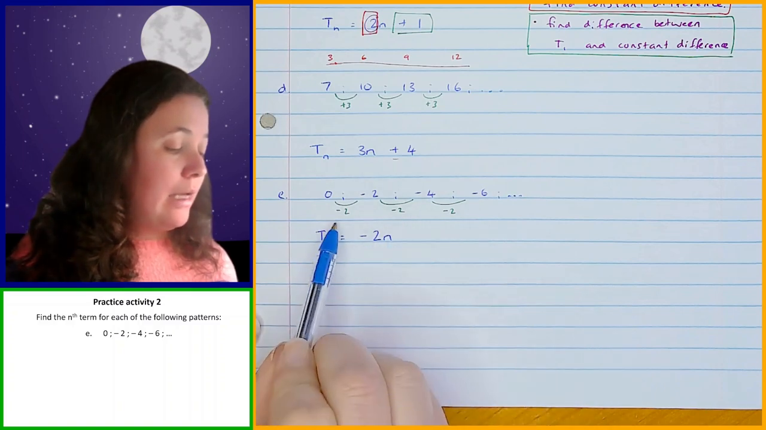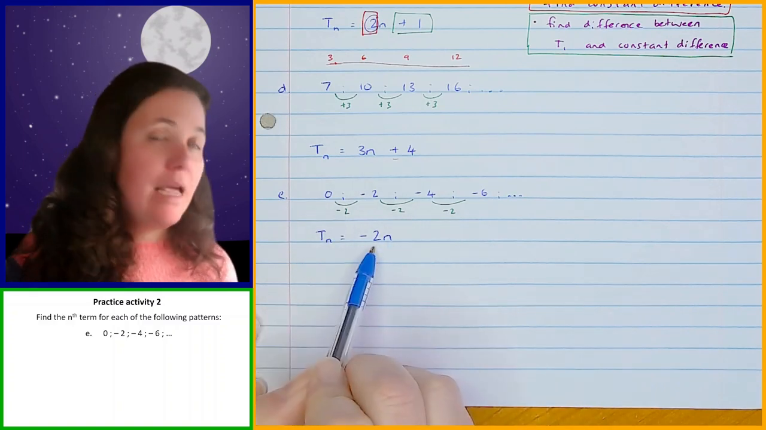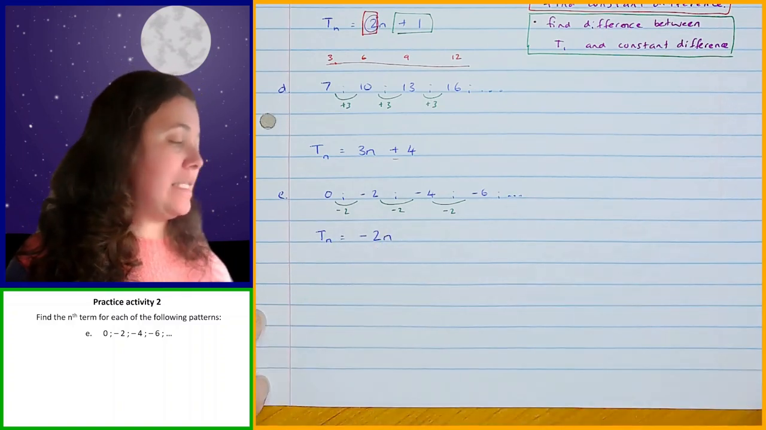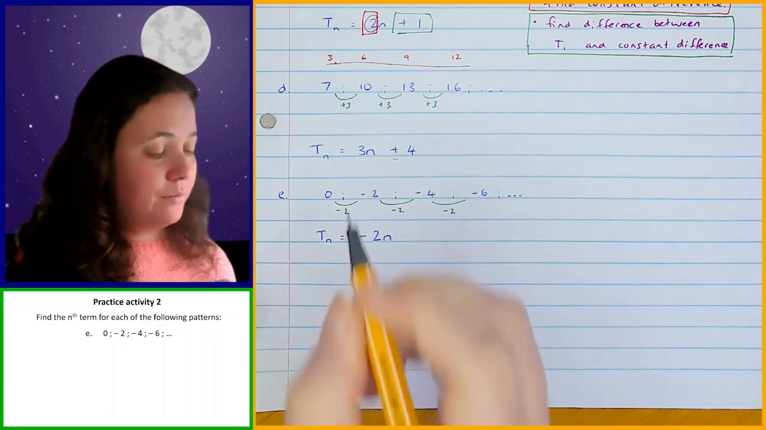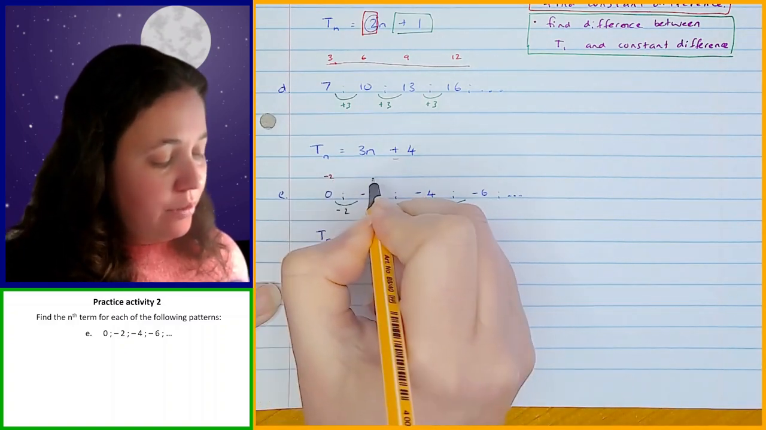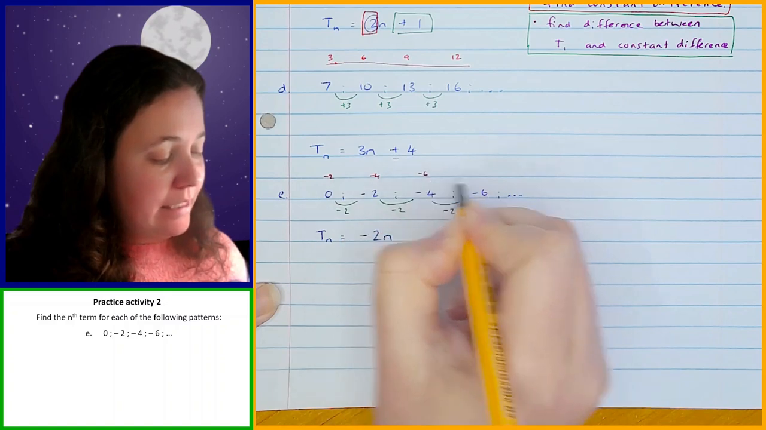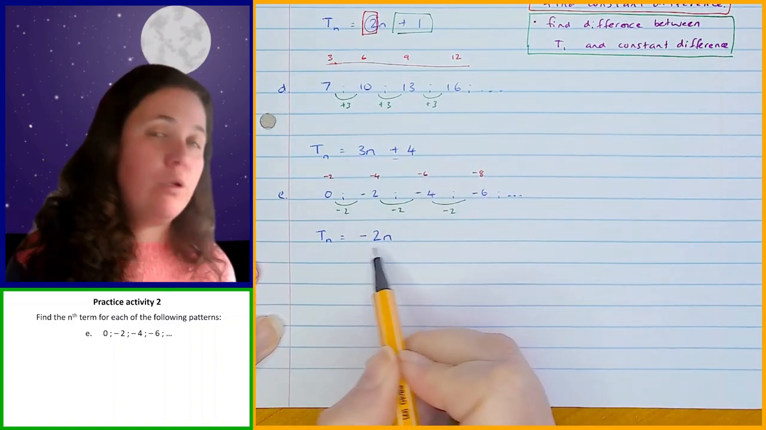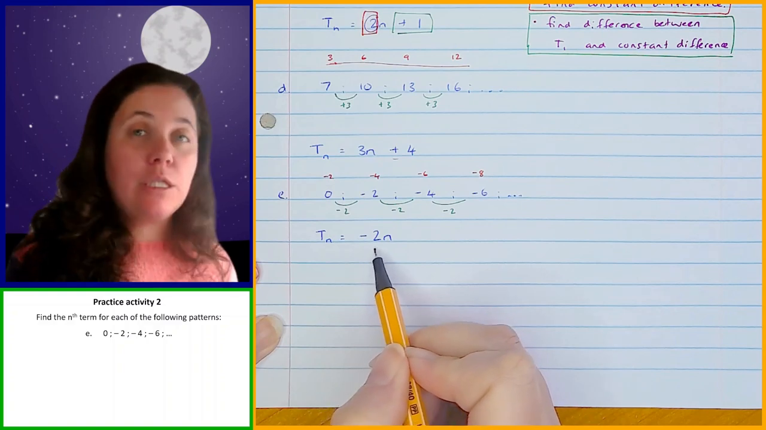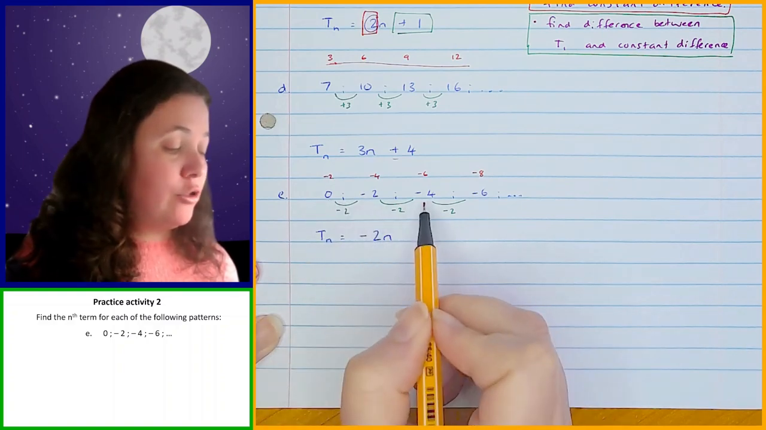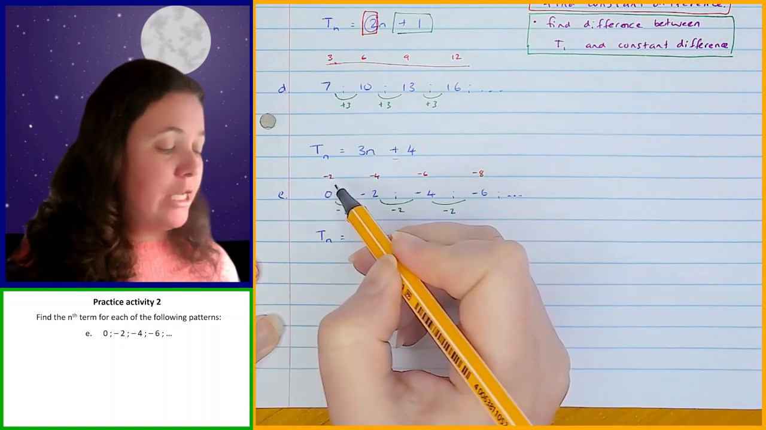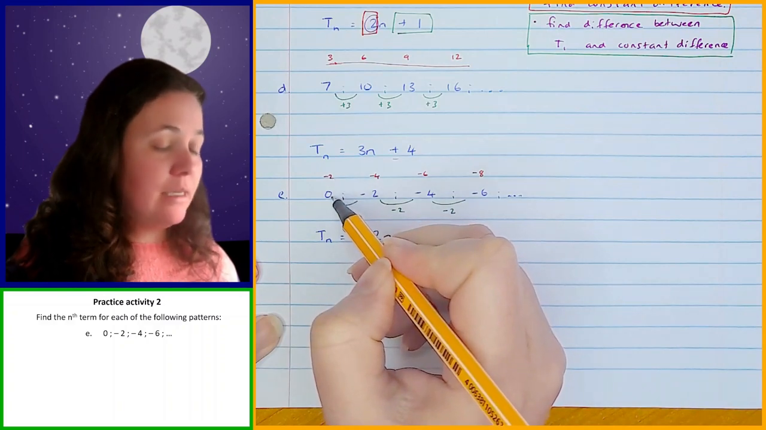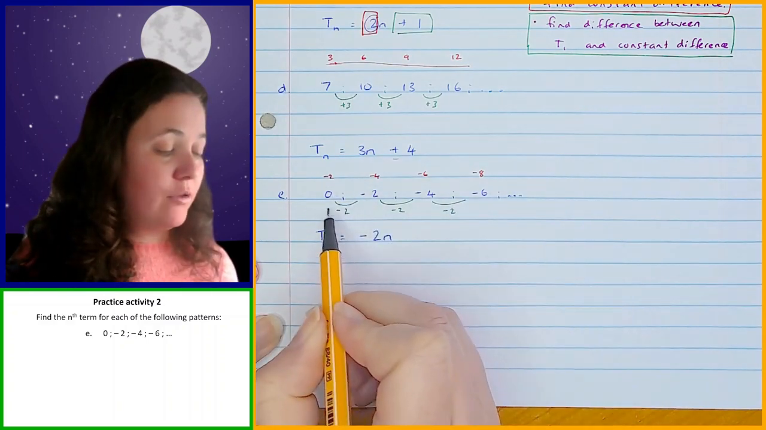Now, are those the same? If I just had negative 2n, this is what my pattern would look like: negative 2, negative 4, negative 6, negative 8. That is what my pattern would look like if my rule was just negative 2n. But it's not. It's 0, negative 2, negative 4, negative 6. So how am I going to get from this to that? Or how do I get from negative 2 to 0?